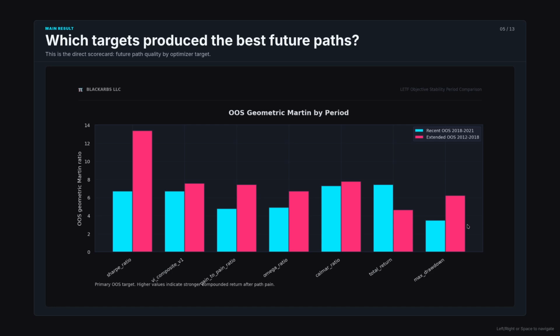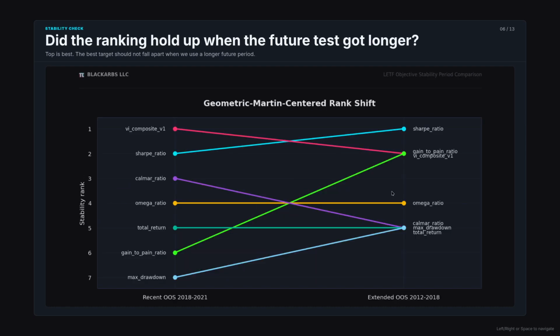So I did an extended out of sample period, non-overlapping period from 2012 to 2018, and then I compared them. And so we can look at the out of sample geometric Martin by period, and we can see, for example, Sharpe ratio surprisingly does really well for this, especially for the extended period in comparison to the rest, and looks to be on par or near the top for the recent period.